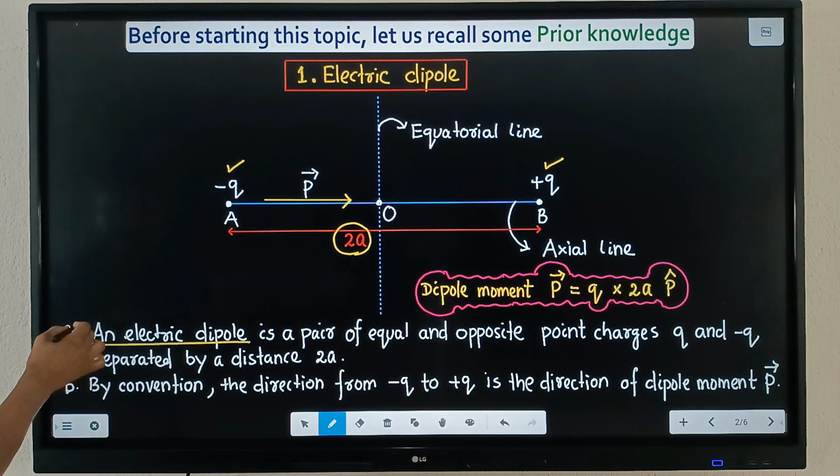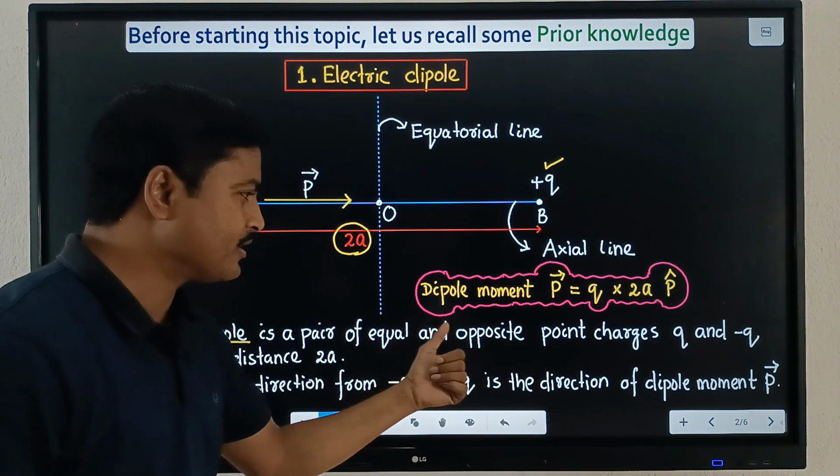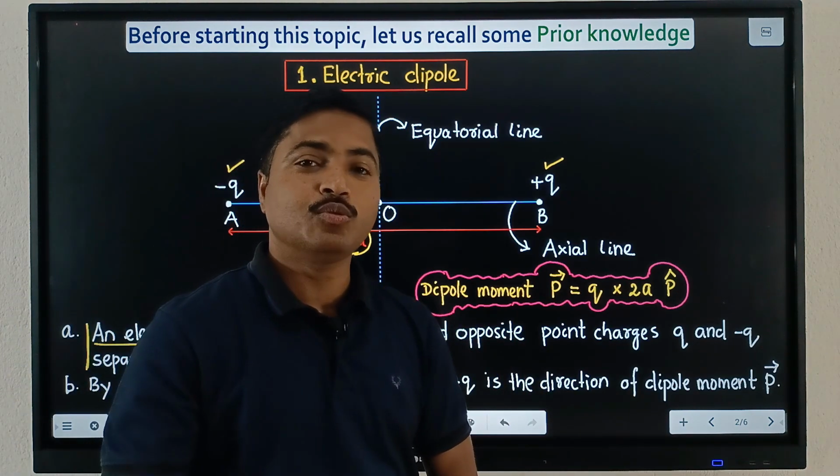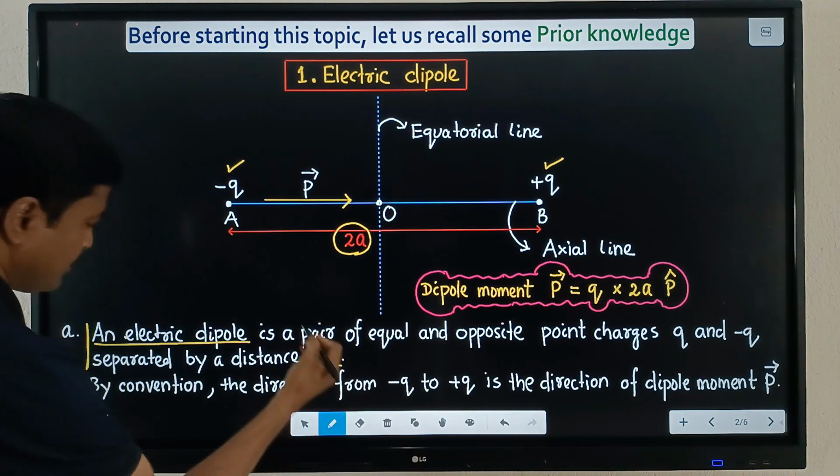Here you also write the definition of the electric dipole: an electric dipole is a pair of equal and opposite point charges q and minus q separated by a distance of twice a. Clear?